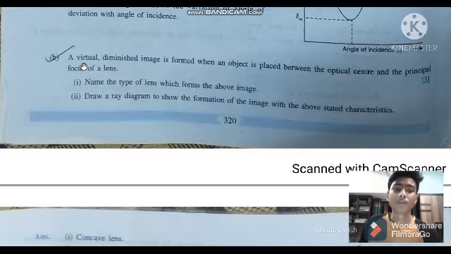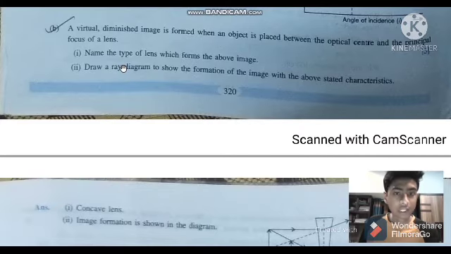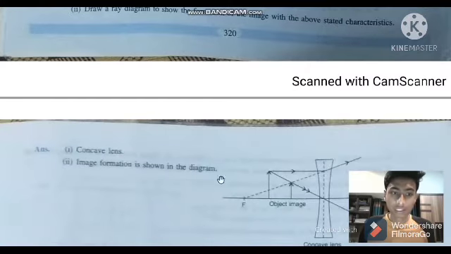Next question. A virtual diminished image is formed when an object is placed between the optical center and the principal focus of a lens. Name the type of lens forming the above image. Obviously it's going to be a concave lens, because it's a virtual diminished image. If it was a virtual enlarged image, then you could have thought of the convex lens, which happens between the focal length and the optical center. But here the word diminished is given, virtual diminished. This is the keyword. Mark it, very important. So the answer is concave lens.